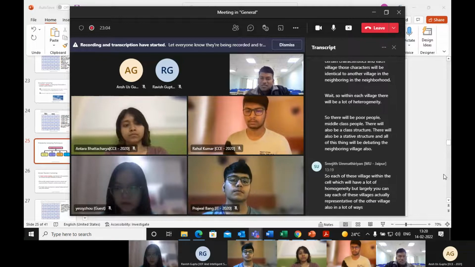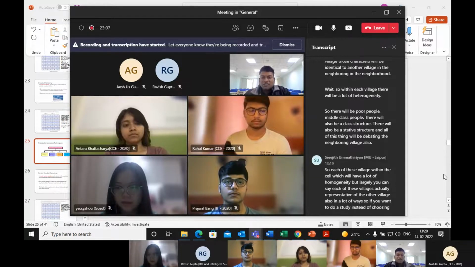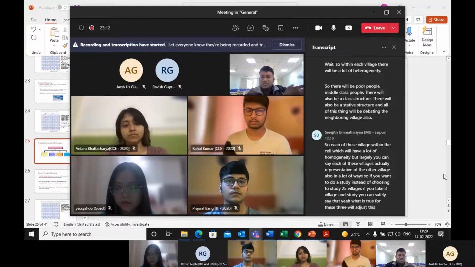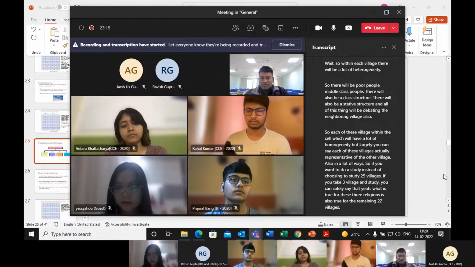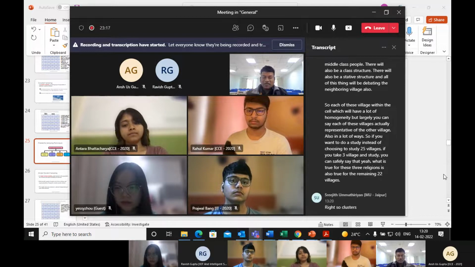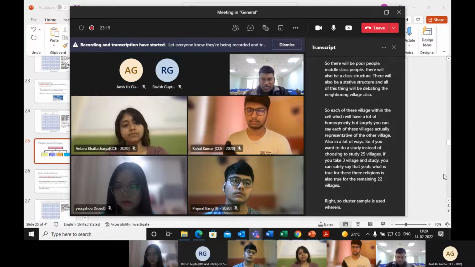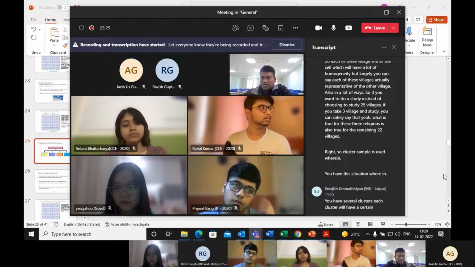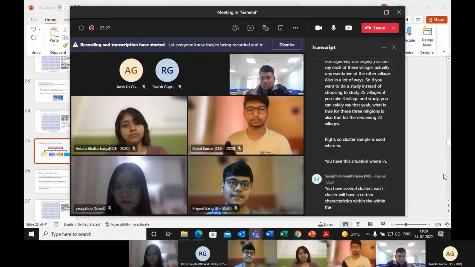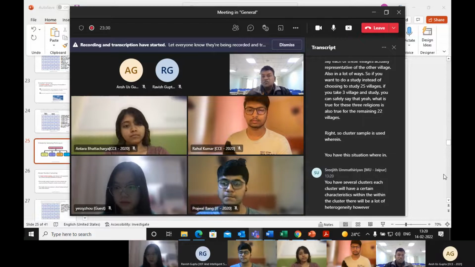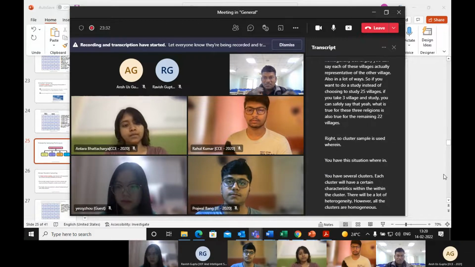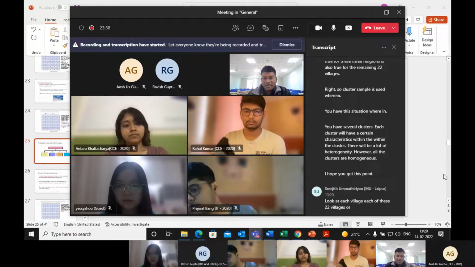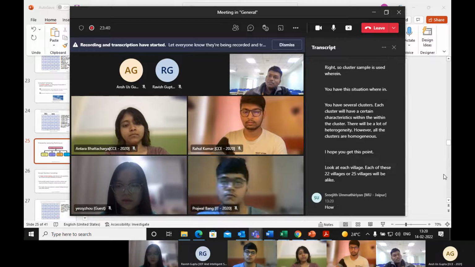So if you want to do a study, instead of choosing to study 25 villages, if you take 3 villages and study, you can safely say that what is true for these 3 villages is also true for the remaining 22 villages. Right. So cluster sampling is used where you have several clusters. Each cluster will have certain characteristics. Within the cluster, there will be a lot of heterogeneity. However, all the clusters are homogeneous. I hope you get this point. Each of these 22 villages or 25 villages will be alike. However, within the village, there will be a lot of heterogeneity.